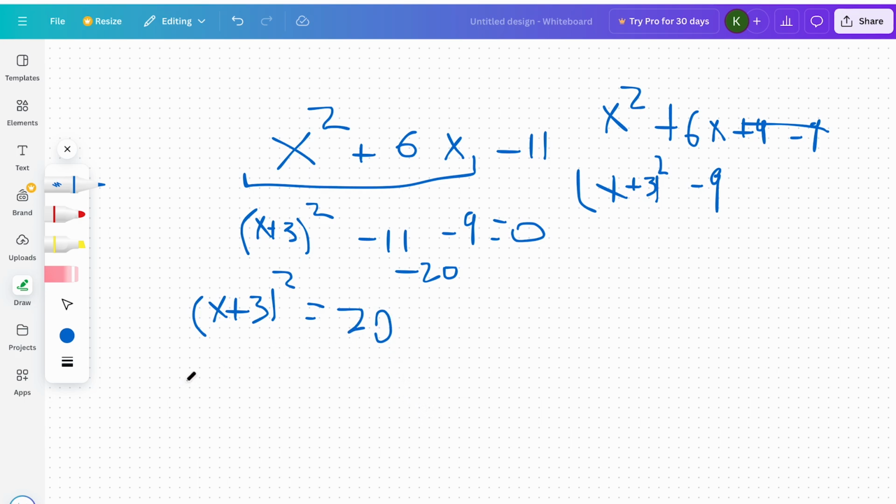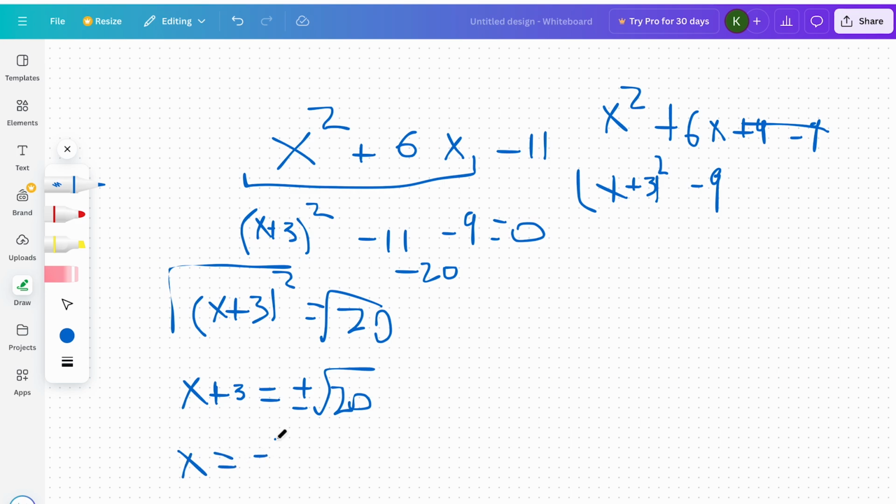We take the square root. X plus 3 is equal to plus or minus the square root of 20. Now we just solve for x, and x would be equal to negative 3 plus or minus the square root of 20. So that would be our final answer. And if you were to use the quadratic formula, you would get the same answer.